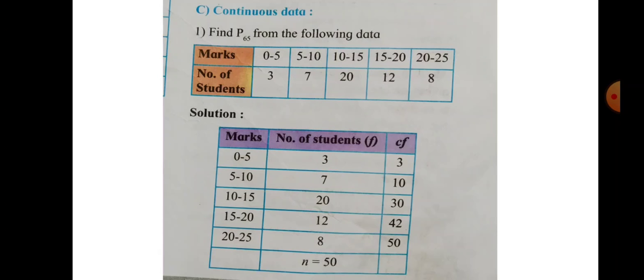Now let us see the third one: how to calculate percentiles from continuous data. Here an example is given. Continuous data means how to calculate percentiles from grouped data. Here an example is given, and you have to find out P65 from the following data.